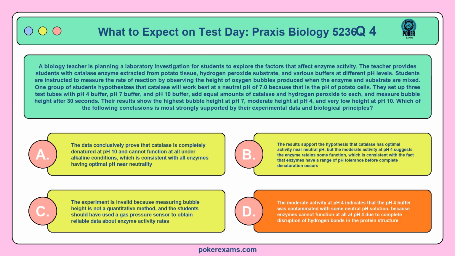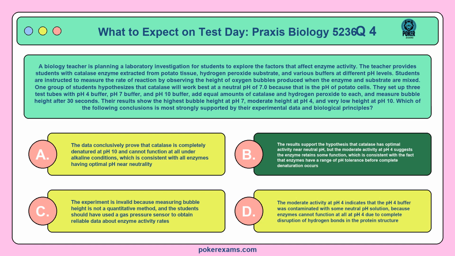Or D. The moderate activity at pH 4 indicates that the pH 4 buffer was contaminated with some neutral pH solution, because enzymes cannot function at all at pH 4, due to complete disruption of hydrogen bonds in the protein structure. The correct answer is B.